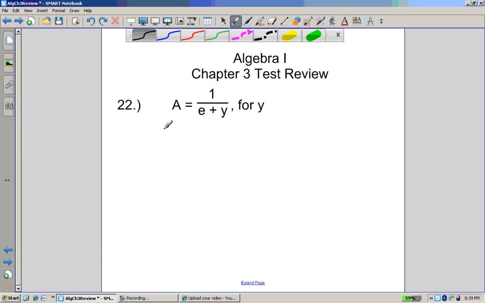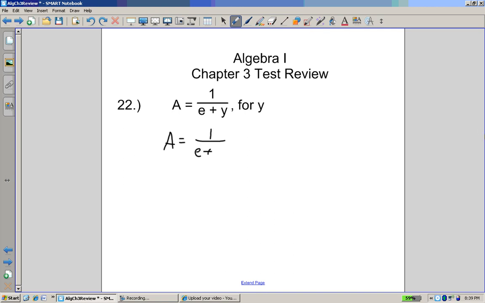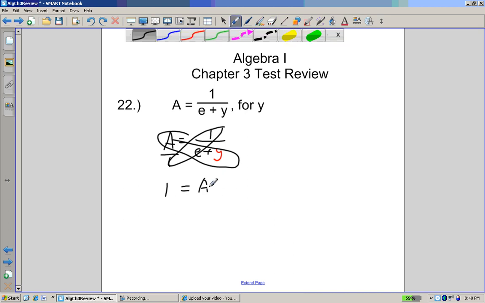Okay, again, special color. The key here is, again, to cross multiply. We're going to make two fractions. We're going to cross multiply here. 1 times 1 is 1. A times, careful here, it's not times E, it's times the entire binomial E plus Y.